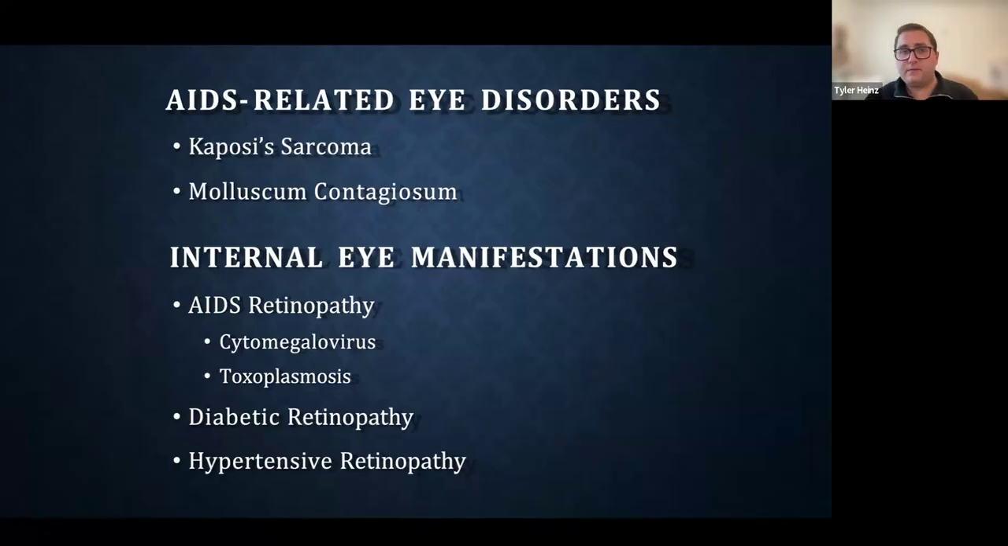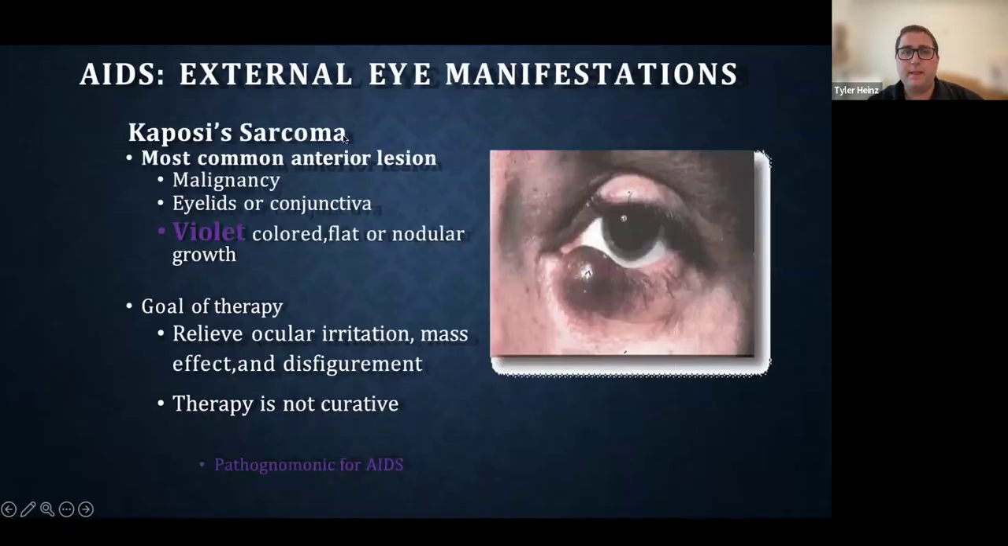Okay. Moving on. So now we're getting into our AIDS-related eye disorders like our Kaposi's or molluscum, and of course some of the internal eye manifestations that we may see. So Kaposi's sarcoma. This is the most common anterior lesion with AIDS. It's a malignancy of the eyelids or the conjunctiva. It's a violet colored flat or nodular growth.